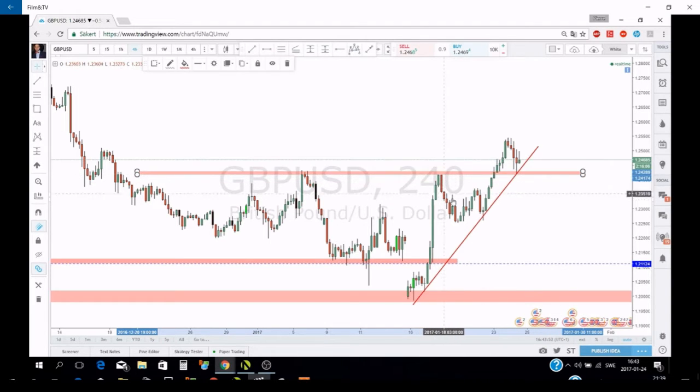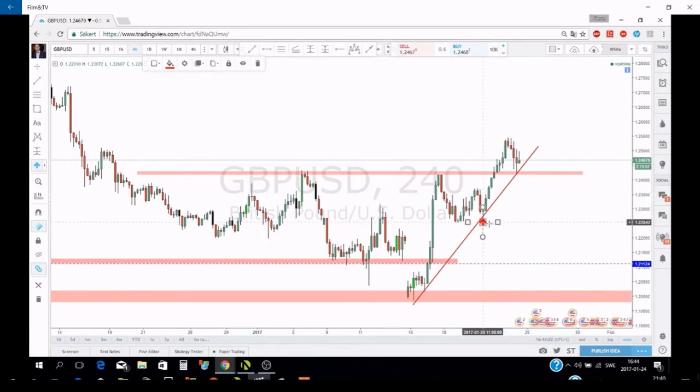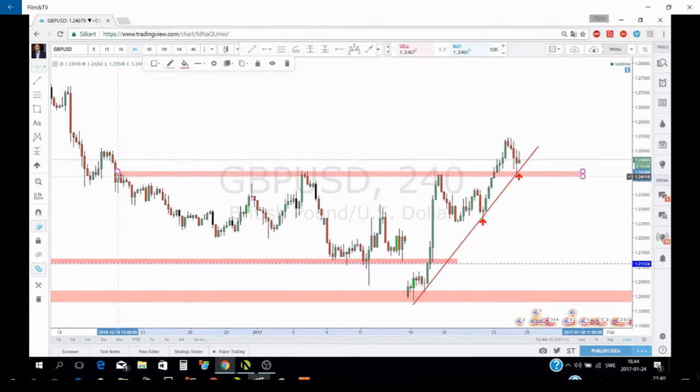We get this rejection down, we retested the trend line, as you see here, rejected, and today we retested both this trend line and this support, because it was resistance before and now it's support.